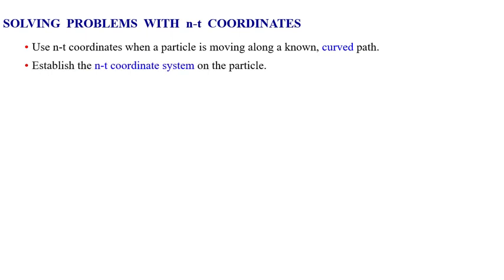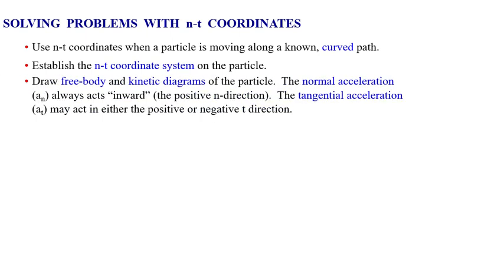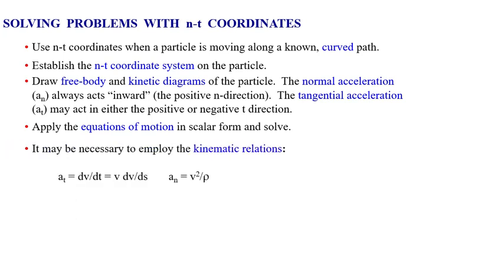We're going to establish that normal and tangential coordinate system and draw our free body diagrams. Remember that our normal acceleration is pointed inward towards the center of our circle or into the path. Our tangential is going to act in either the positive or the negative direction, and we generally assume that the tangent is positive in the direction of the particle. Then we'll apply our equations of motion in scalar form and solve, but it may be necessary to employ our kinematic equations.